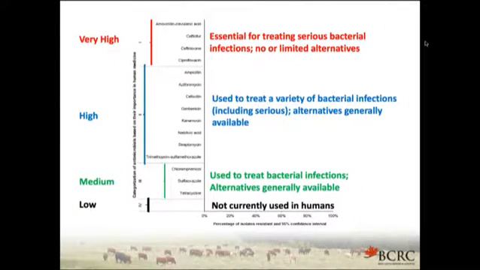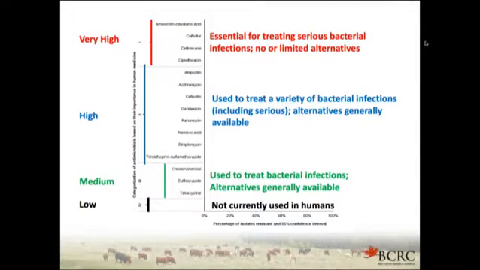There's very high importance, obviously the most important category, and those are the drugs that are used as drugs of last resort in human medicine. So they're used for really, really serious infections, and if they don't work, there's nothing else to go to. And so it's really, really important that resistance doesn't develop to those. The next category down is high importance, and those are drugs used in human medicine as well, and they're used to treat a variety of things, but generally if they don't work, you can always go to the next category up, that very high importance one.